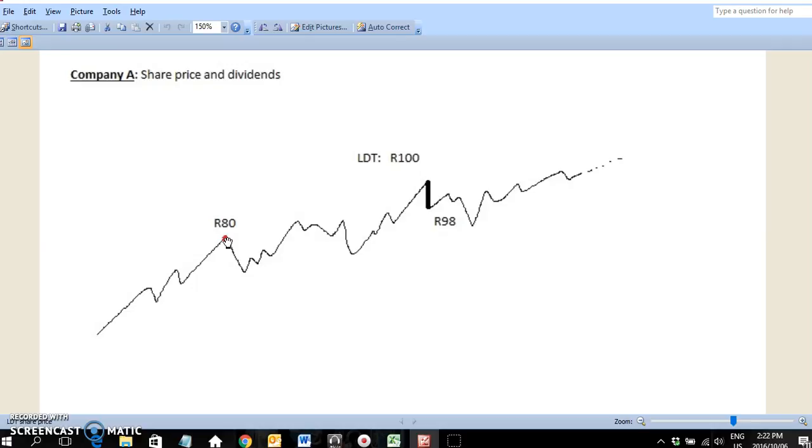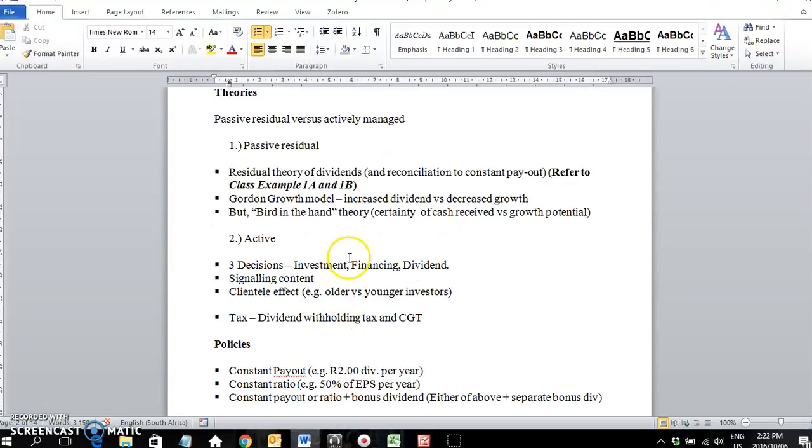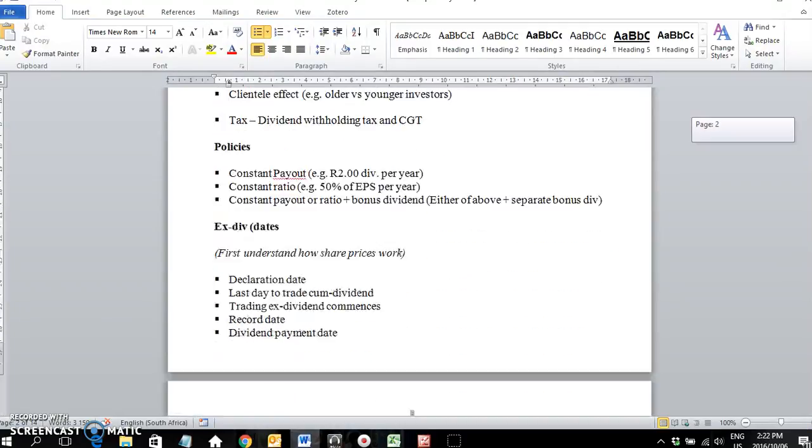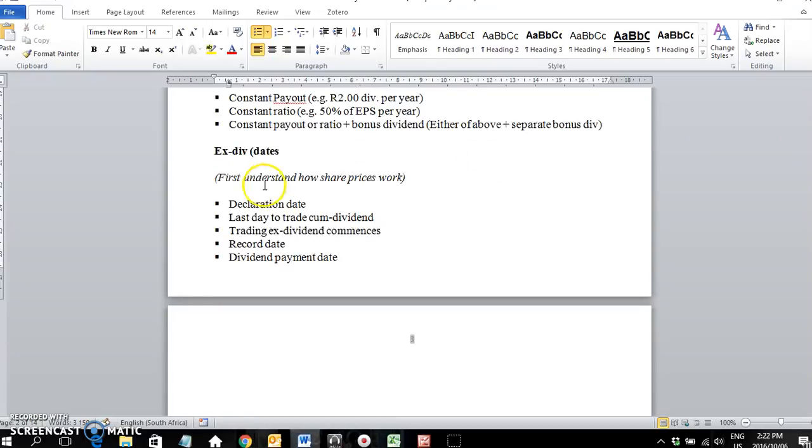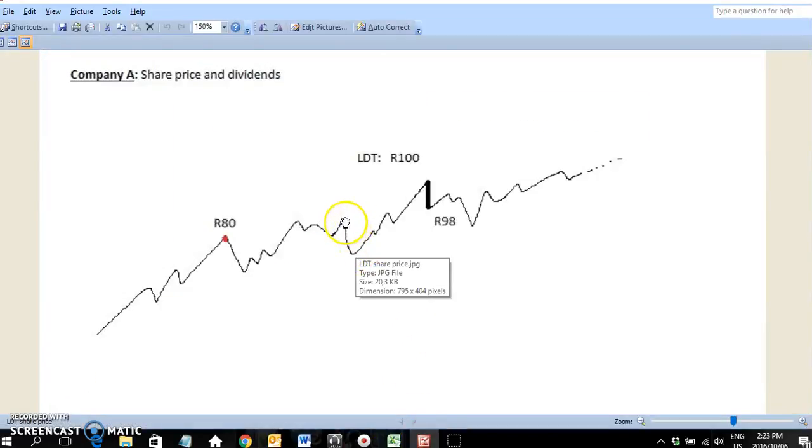Okay, now let's fast forward until they declare a dividend. So before we look at that, let's go back to the notes. We look at the different dates of the dividend. So there's the declaration date. If we look at our share here, the declaration date could have been anywhere before the last day to trade. So let's say they declared a dividend there, where the little hand is.